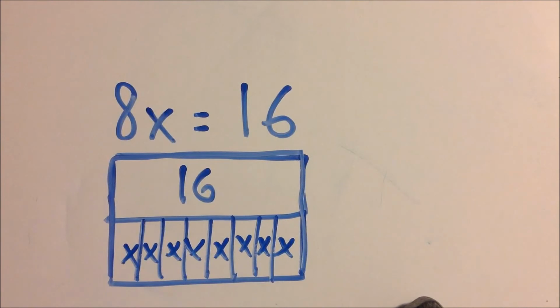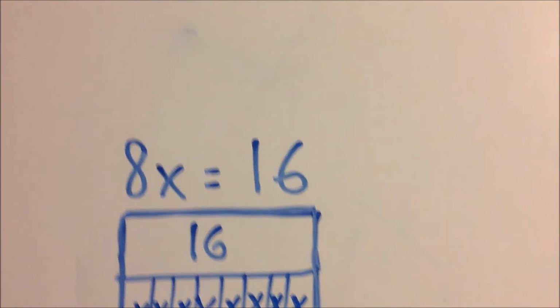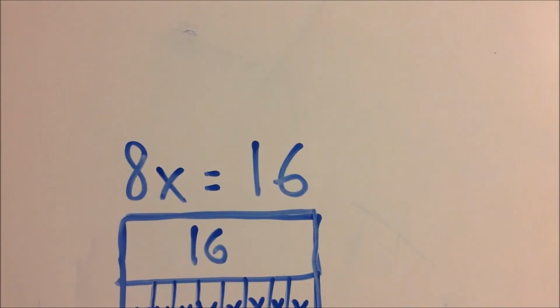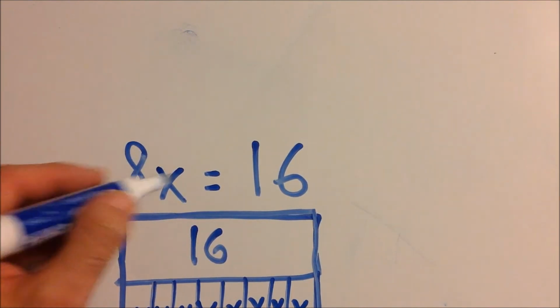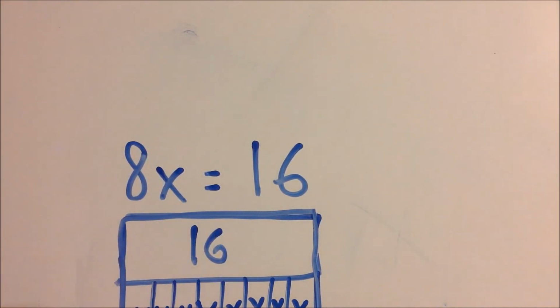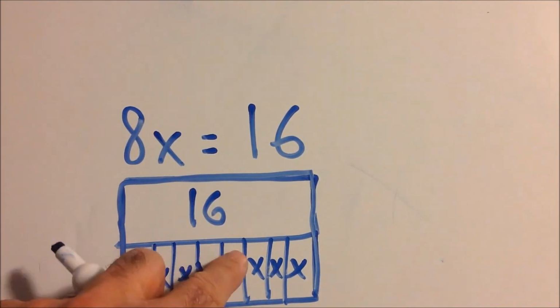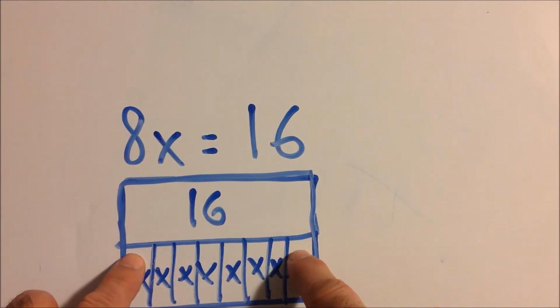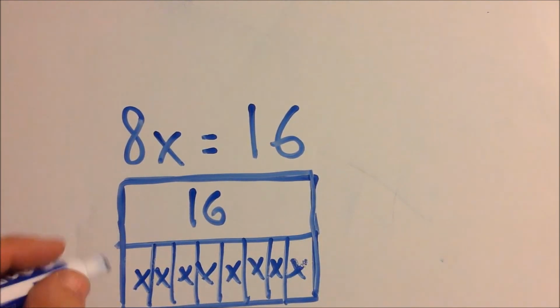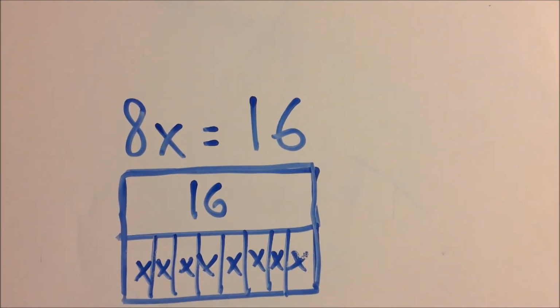Of course, to get the answer to this with multiplication, as you know, we divide. We're going to divide the 8 out on both sides, and we know that x equals 2. If we put 2 in each of these boxes, 1, 2, 3, 4, 5, 6, 7, 8, we'll get 16. But that's the model of 8x equals 16.